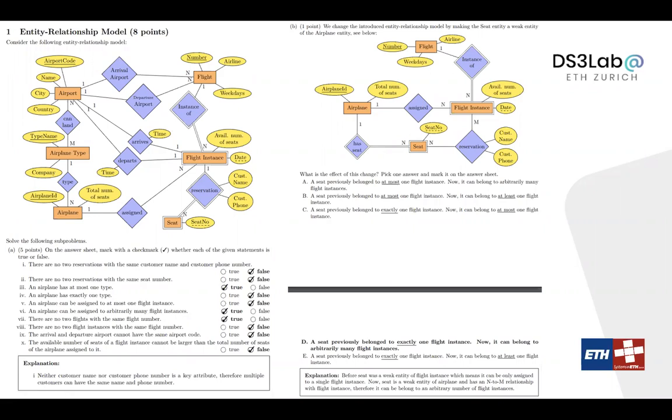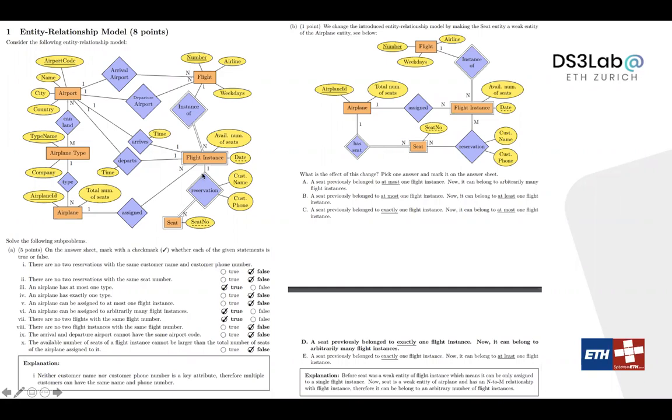Because in the exam, most of the questions are multiple choice, how can we test whether you really understand it? We could have a whole bunch of sentences, and you tell us whether each sentence holds given this ER diagram. For example, let's look at one together. There are no two reservations with the same customer name and customer phone number. How to do it?